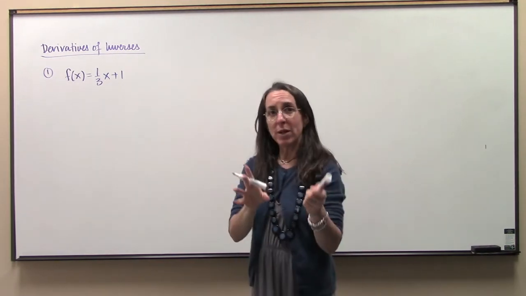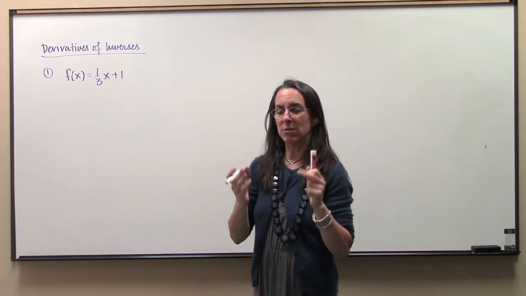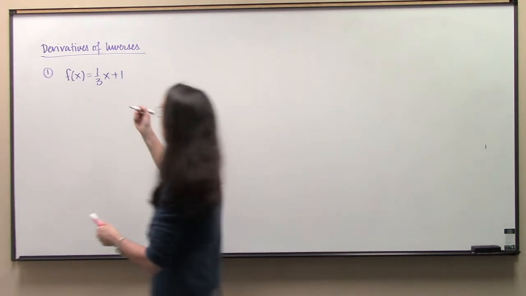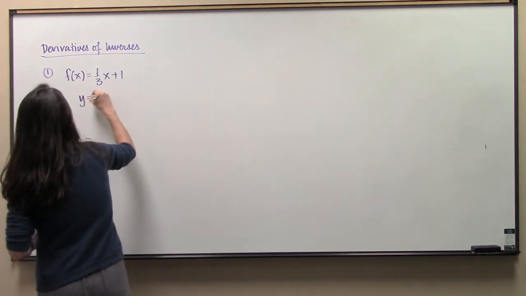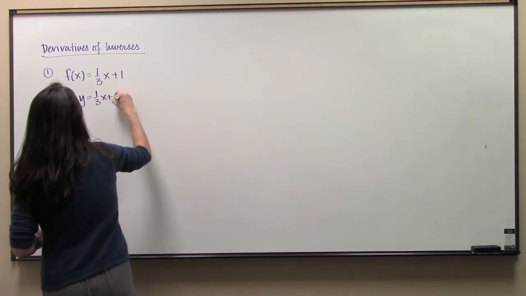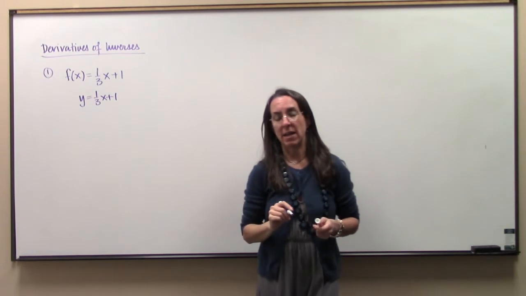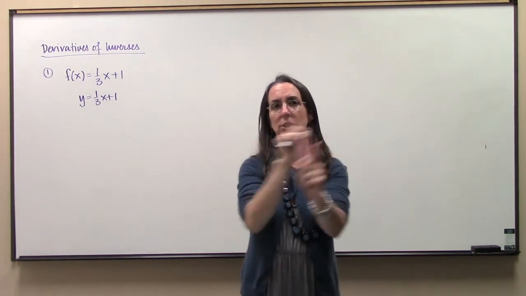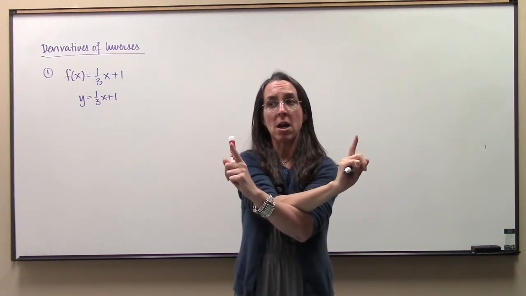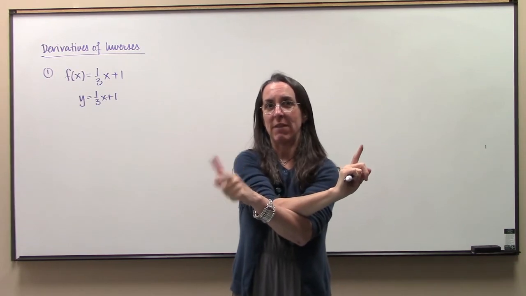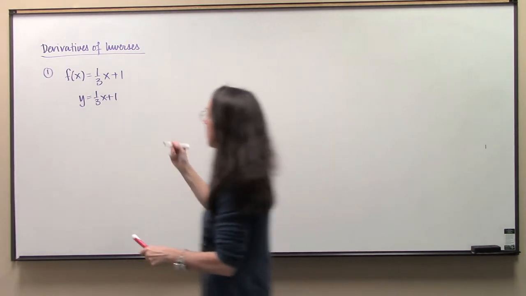I'll remind you real quick, to find the inverse, you just reverse where the x and the y are. So replacing the f of x with a y, and then to find the inverse, you switch where the x and the y are, and then solve the equation again for y. Do you remember this?